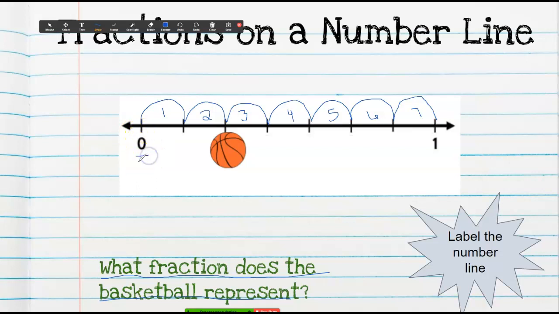I have 0/7, 1/7. We've done this before, guys, so this should look familiar. 2/7, 3/7, and I'm just counting up. 4/7, 5/7, 6/7, and then remember 7/7 equals 1 whole. So at the end you should have 2 matching numbers in your numerator and your denominator, and you know that's what matches your whole. So our basketball is represented by 2/7.